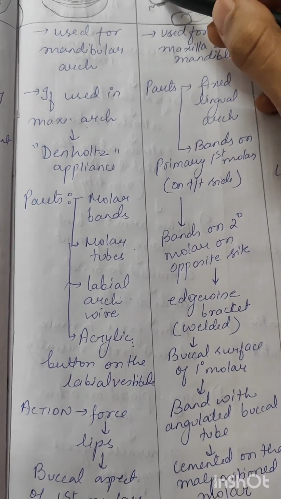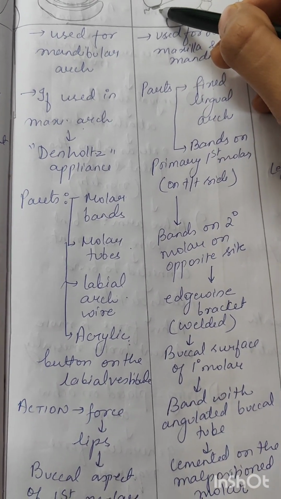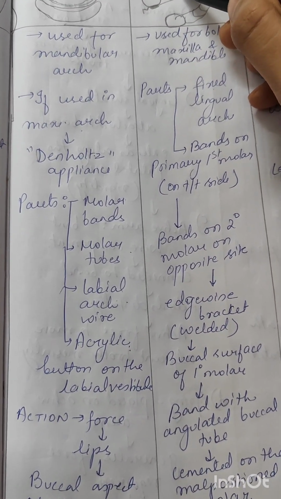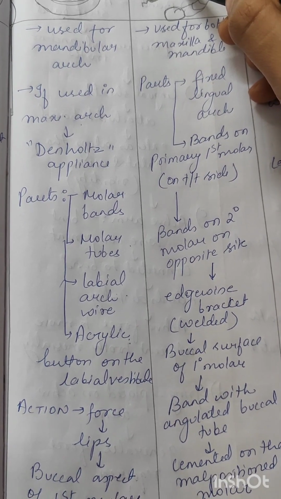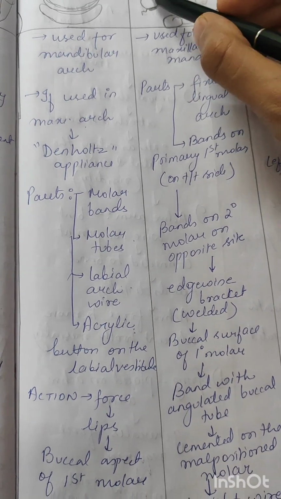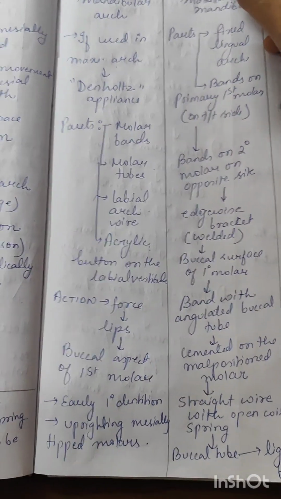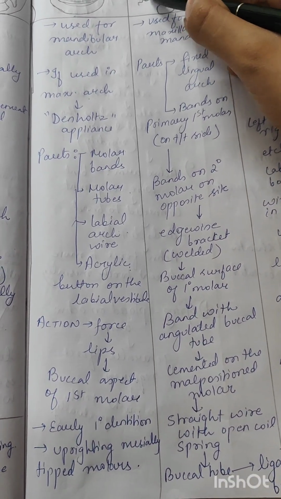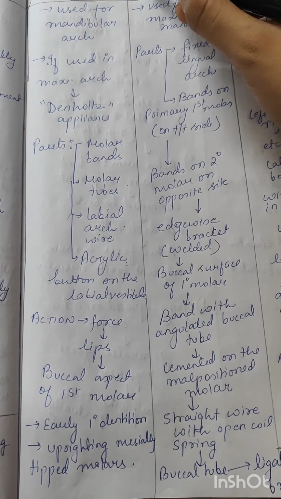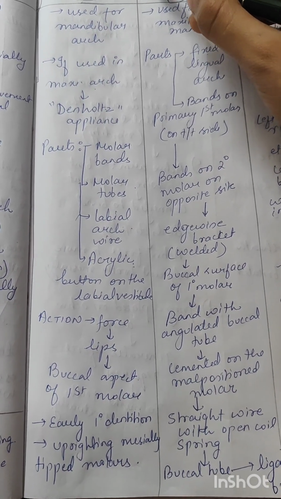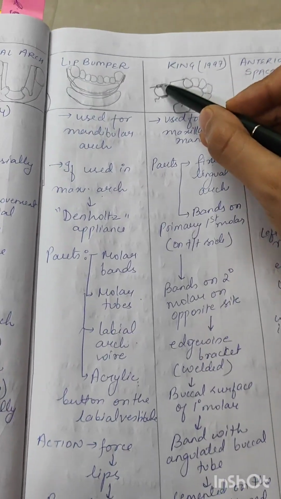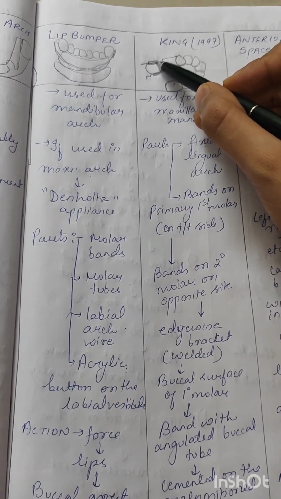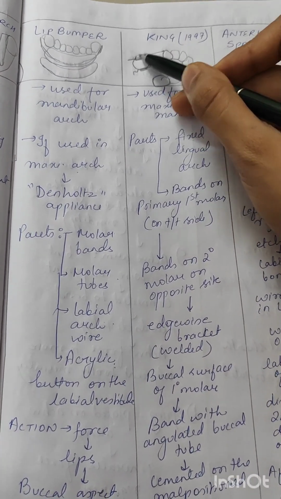Then the edgewise bracket is welded on the buccal surface of the primary molars, and then the band is angulated with the tube. Angulate the band along the tube, and then it is cemented over the malpositioned molar. Then a straight wire with open coil is put into the buccal tube, and then it is ligated on the wire.